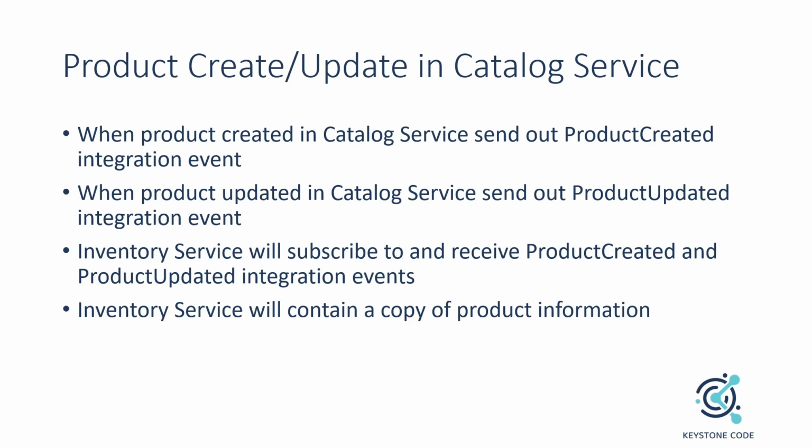The second bullet point is when a product is updated in the catalog, we want to send out a product updated integration event. Our inventory service will subscribe to and receive both product created and product updated integration events. The inventory service will contain a copy of product information that it's extracting and then storing from those integration events.